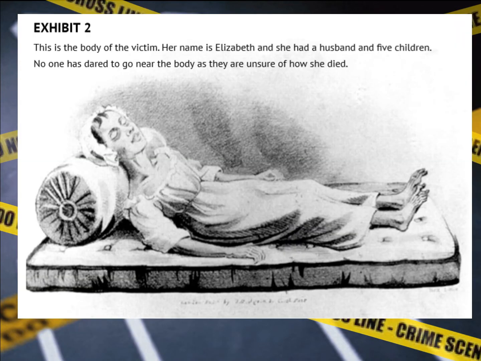Okay, piece of evidence number 2. This is the body of the victim. Her name is Elizabeth. She has a husband and 5 children. Obviously no one's dared to go near the body because it's Victorian times and we are very suspicious, and we're not sure exactly what happened to her.